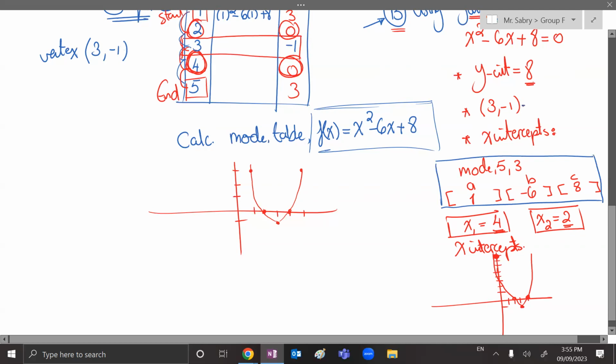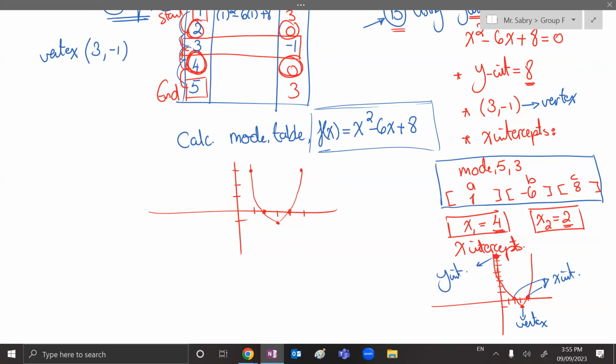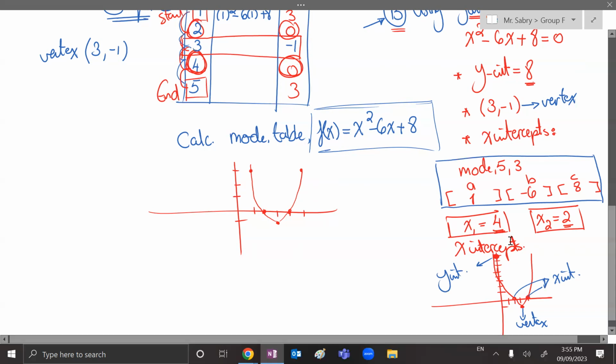Okay? 1 for the vertex. This is it. This is the vertex. These two are the x-intercepts. Okay. And this one is the y-intercept. Okay. Where did that come from? I get it.